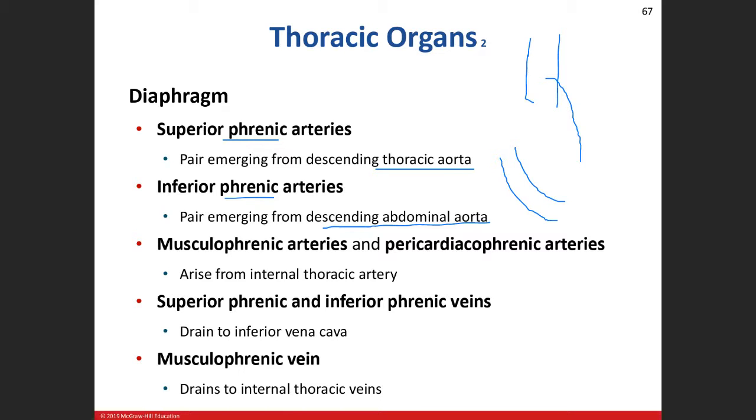Musculophrenic arteries, we saw those before. Pericardial phrenic arteries, again, more of these are going to be coming off of the internal thoracic arteries. And then we saw the superior phrenic and inferior phrenic last time.